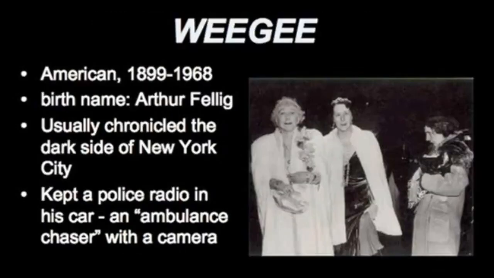Weegee, what a great name. An American who lived until 1968. His real name was Arthur Fellig. I guess if you're Arthur Fellig, you might go by Weegee as well. And he usually chronicled the dark side of New York City. He kept a police radio in his car. He was basically an ambulance chaser with a camera. Let me go find out where the crazy things are happening, pursue them, and then photograph them.